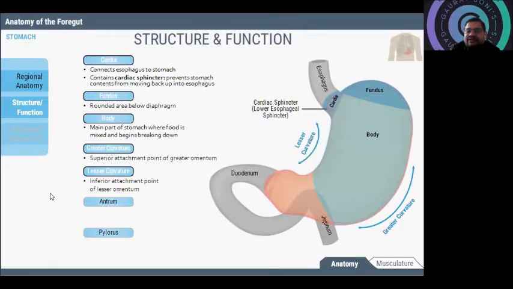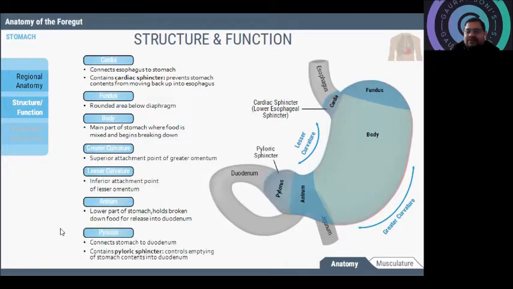Then the inferior attachment point. Then the antrum, the lower part of the stomach, holds broken down food for release into the duodenum. Then the pylorus connects the stomach to the duodenum, containing the pyloric sphincter.